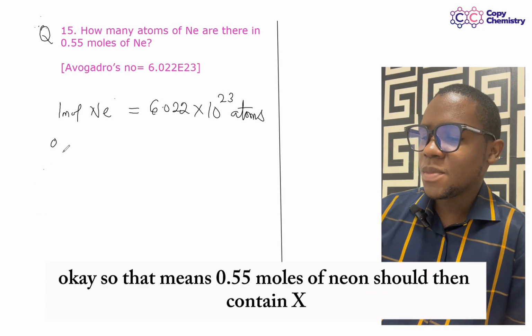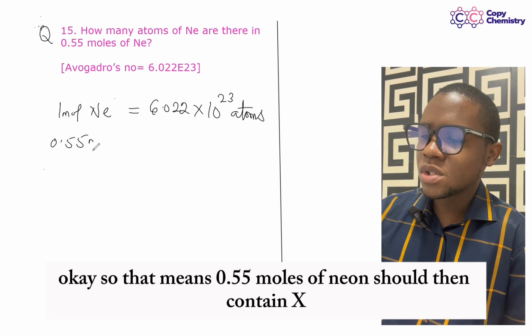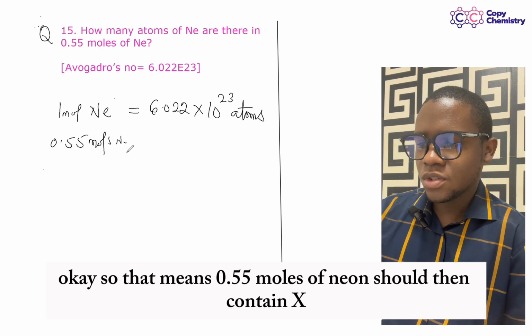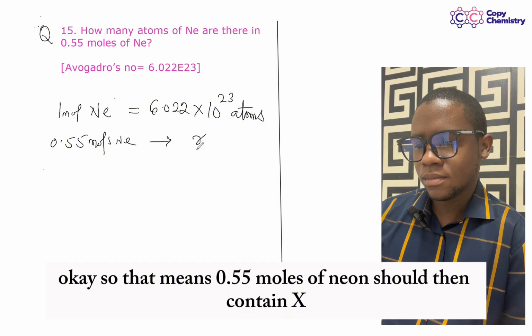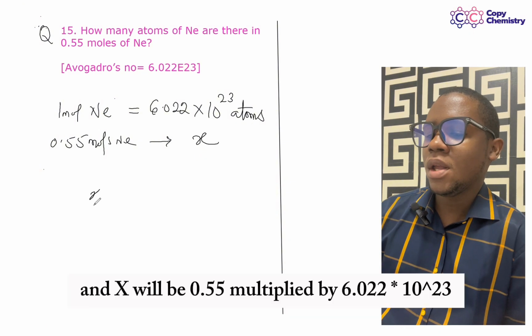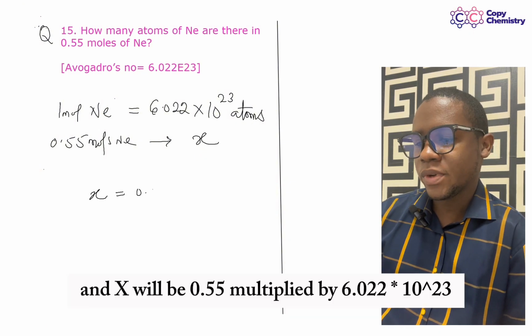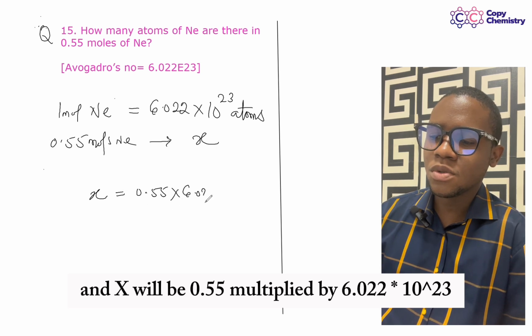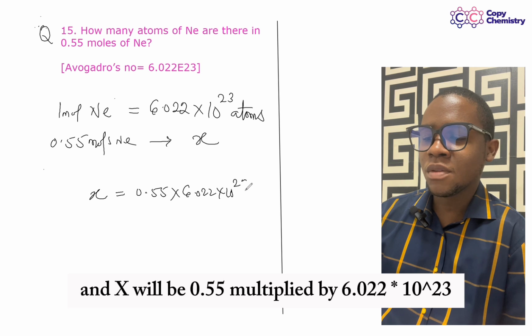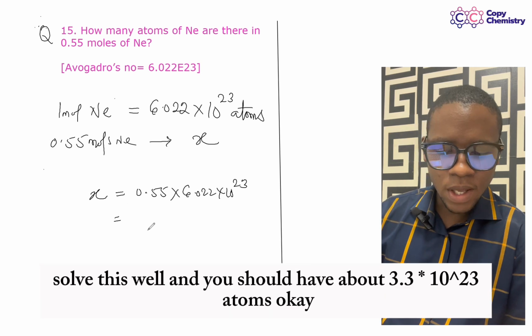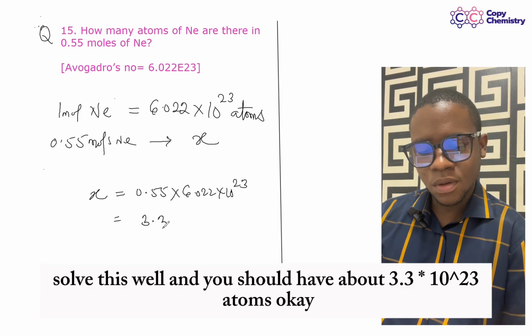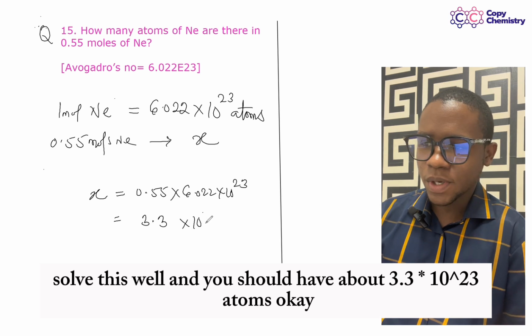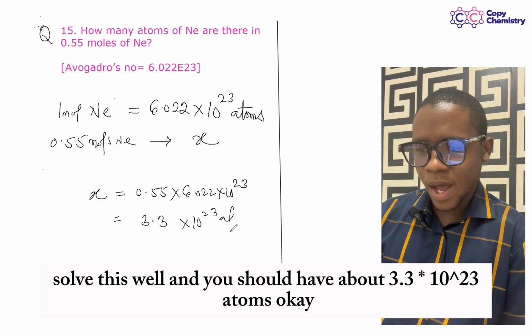Okay, so that means 0.55 moles of neon should then contain X. And X will be 0.55 multiplied by 6.022 times 10 raised to the power 23. Solve this well, and you should have about 3.3 times 10 raised to the power 23 atoms.